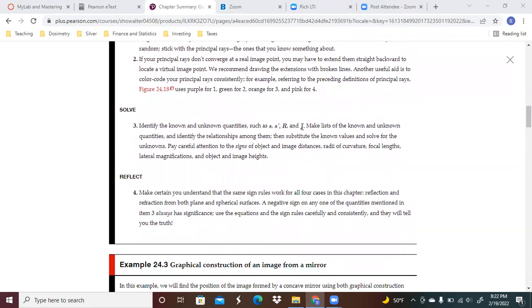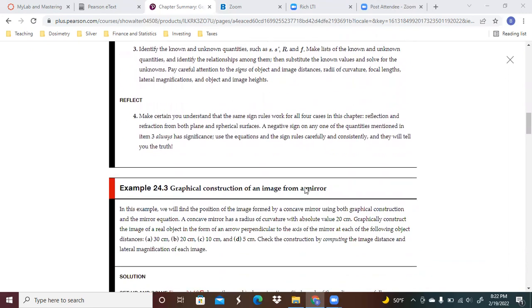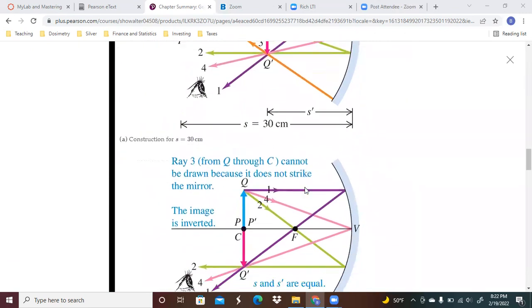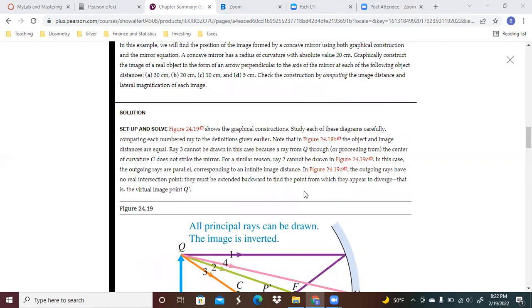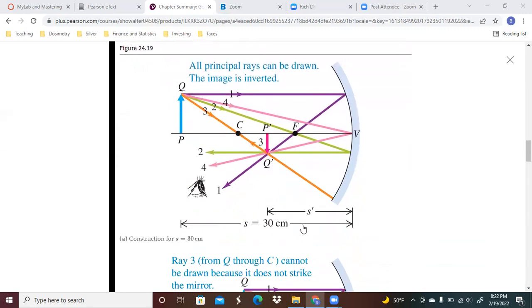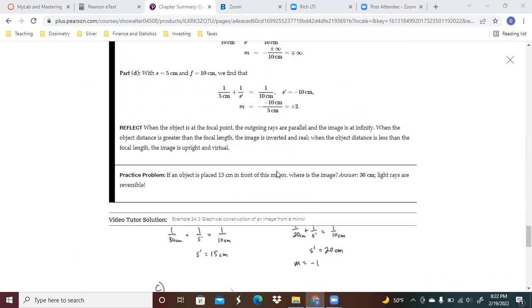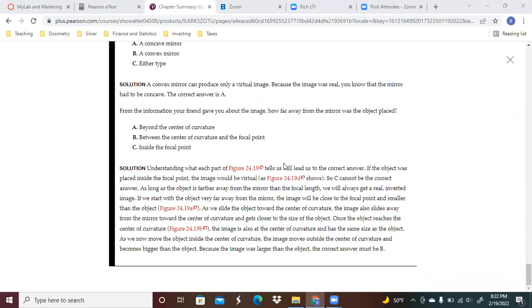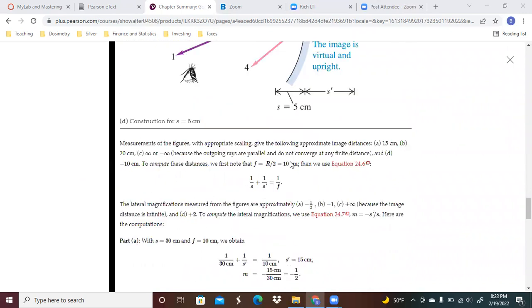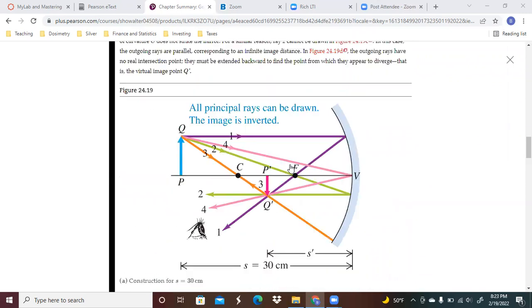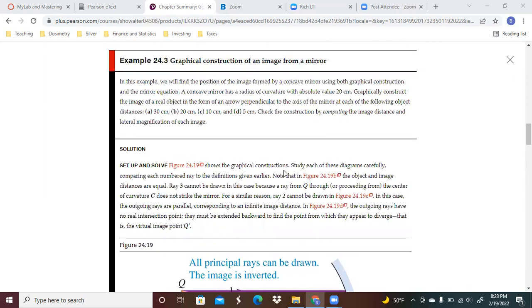And then you can identify any known or unknown quantities, make lists of those, and identify the relationships among them. Then you substitute the known values and solve for the unknowns. So you've got a problem here that you can work through to see what is going on with each one of these constructions. Measurement of figures with the appropriate scaling gives you the answer. This is all part of that same problem. That is a good one to work through. I would encourage you to do that, to see what's going on with it, and actually we can talk about it a little bit here.